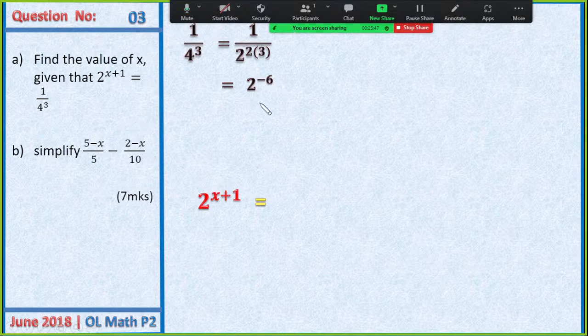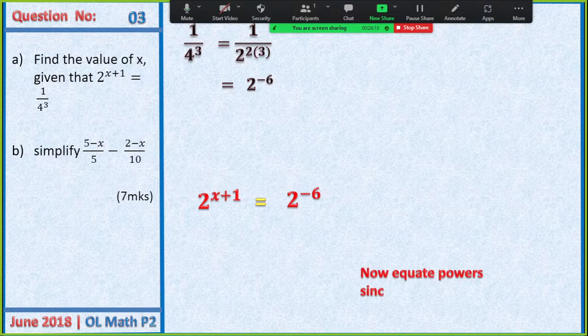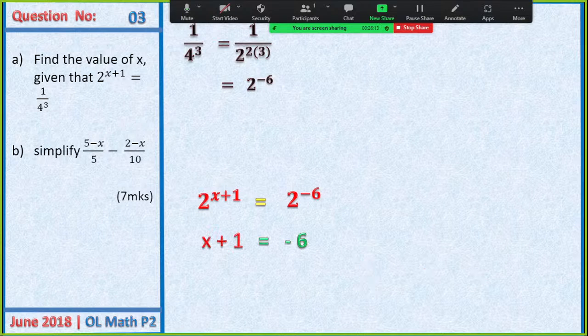So now that the bases are the same, we can now equate both sides. At this point, we'll have 2 to the power x plus 1 equal to 2 to the power minus 6. So since the bases are the same, the powers must also be the same. Now at this point, x plus 1 is equal to minus 6. And finally, x should be equal to minus 7. Any questions?